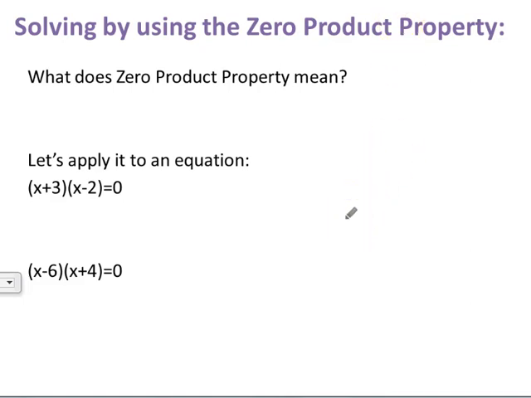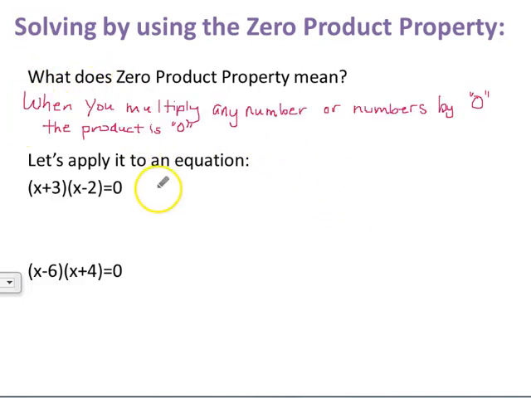All right, so the second part of this week's lessons, you are going to learn how you can solve equations by using the zero product property. And really, all the zero product property means is that when you multiply any number or numbers by 0, the product is always going to be 0.